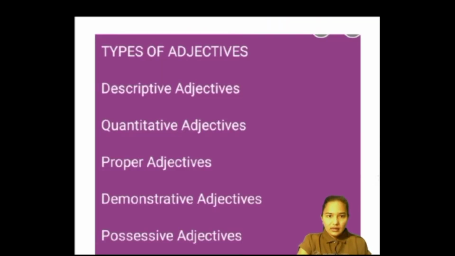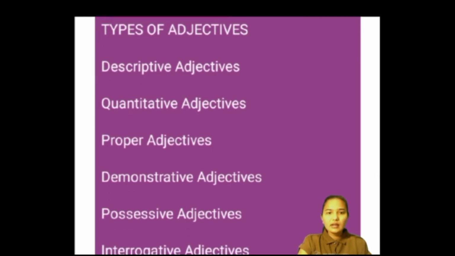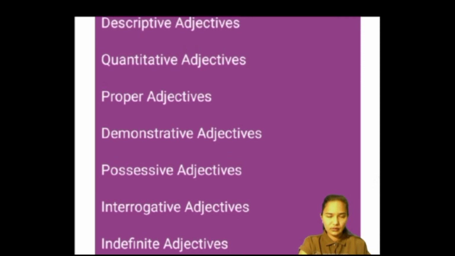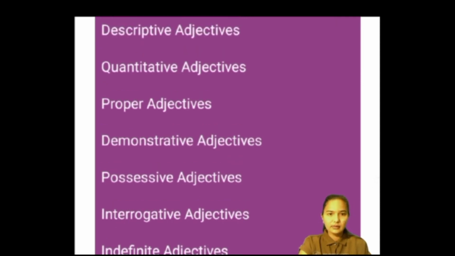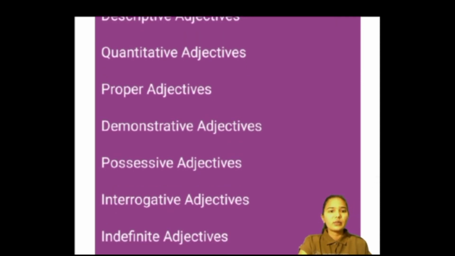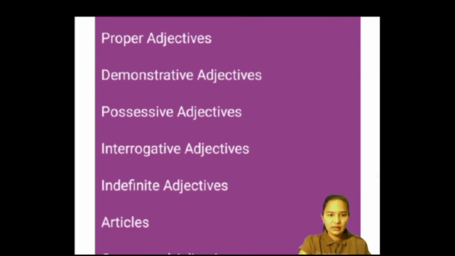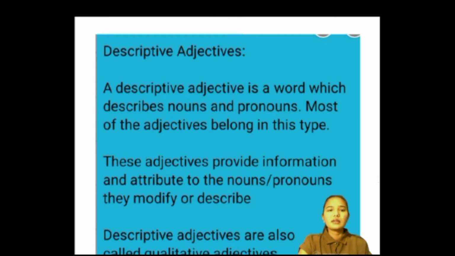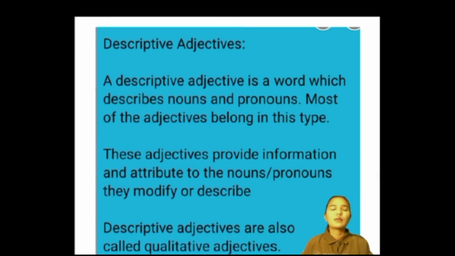Now there are types of adjectives, as you can see on the screen. These are descriptive, quantitative, proper, demonstrative, possessive, interrogative, indefinite, articles, and compound adjectives. The very first is the descriptive adjective. Now what is it?